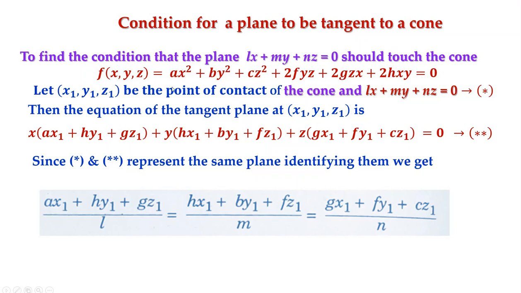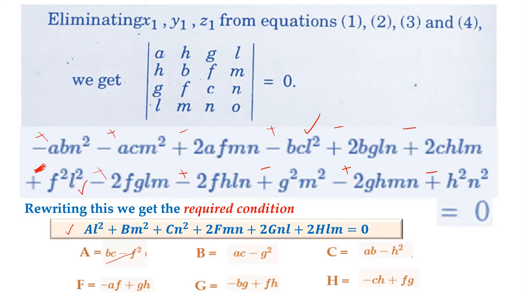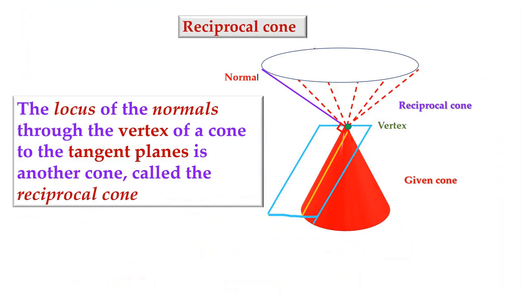So this will prompt us to define one type of cone, which is called a reciprocal cone. Now the definition of reciprocal cone, which can be asked in section A: the locus of the normals through the vertex of a cone to the tangent planes is another cone called the reciprocal cone.